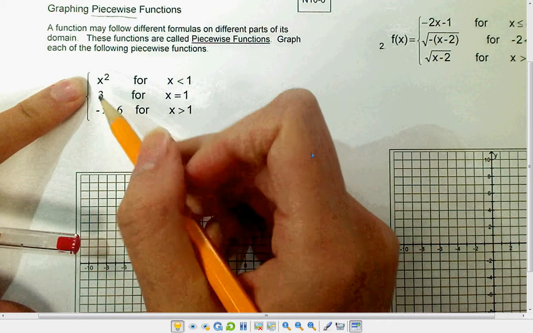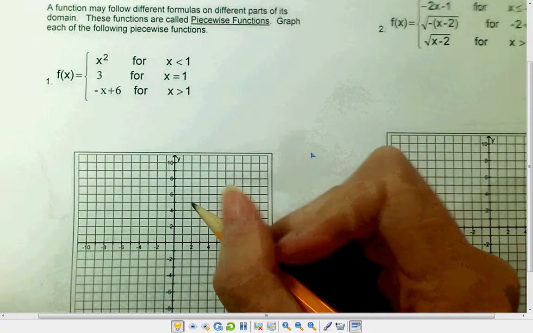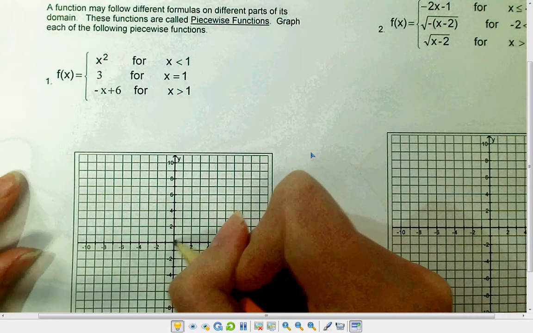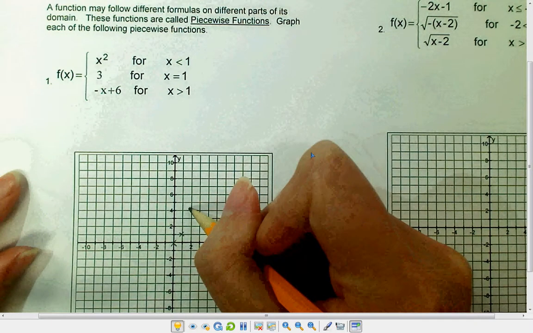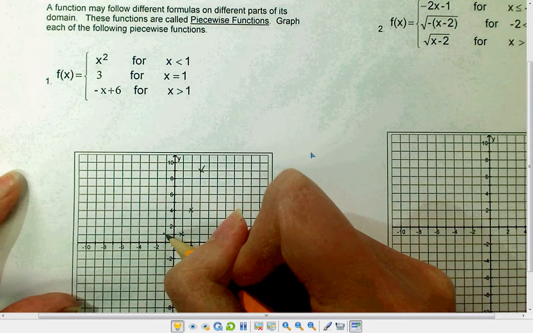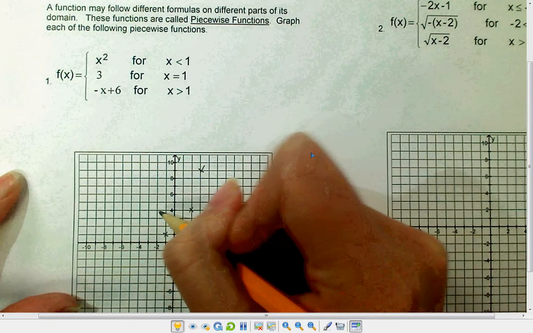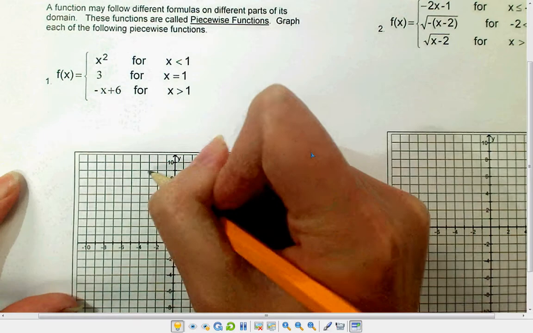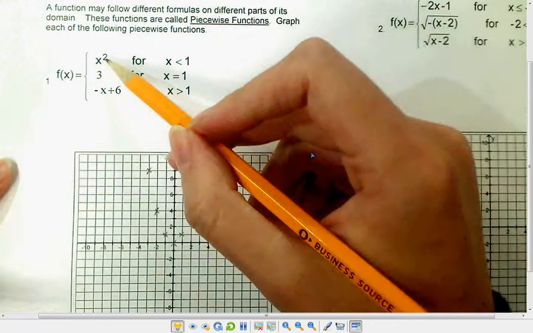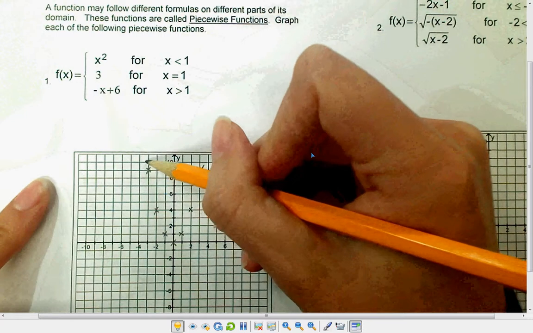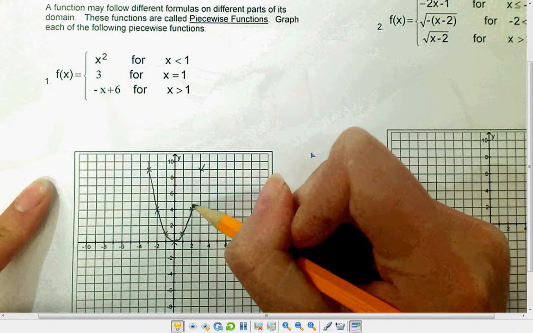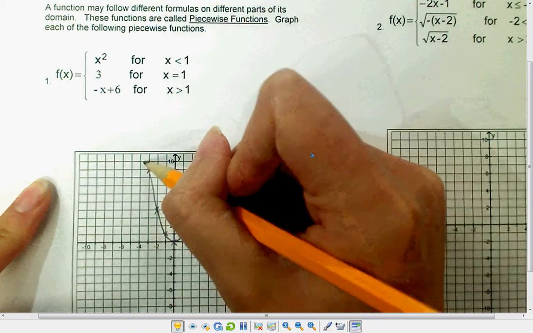Now x squared we know is a quadratic function, and it's just the parent function. So we have (0, 0), (1, 1), (2, 4), (3, 9), and the same thing on the other side: (-1, 1), (-2, 4), (-3, 9). There are no transformations that have happened here, so we can just draw our function. This is the x squared graph.